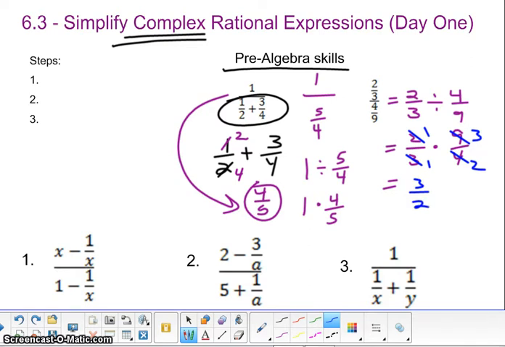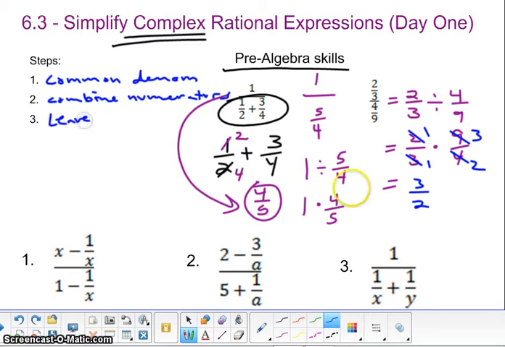The first step that you would always do is get a common denominator for every term. The second thing is we want to combine numerators. And then finally, we're going to leave, change, flip, which is what we practiced over here.